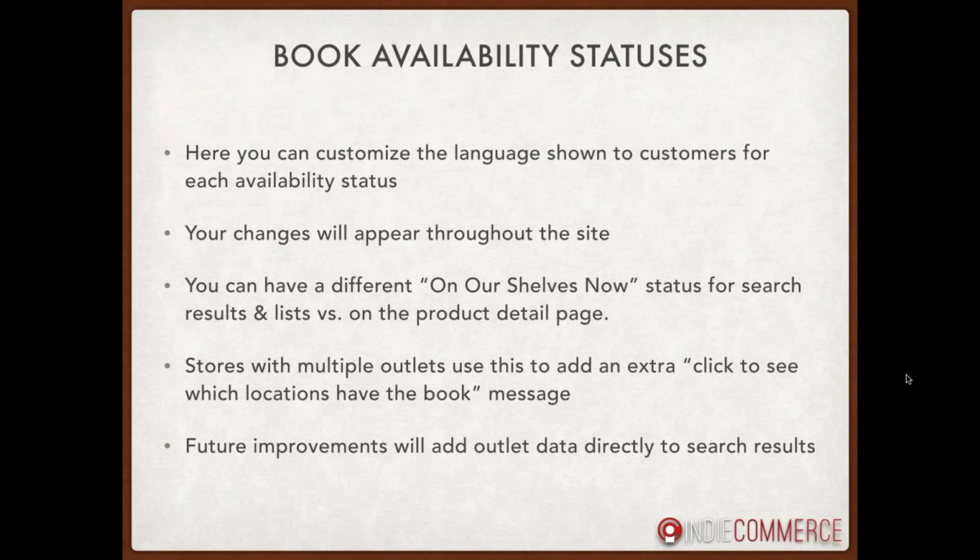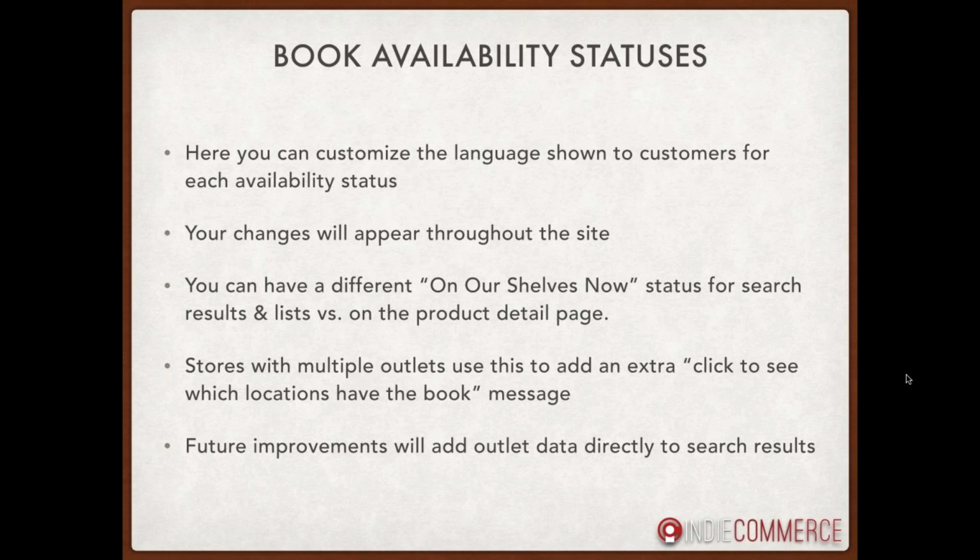So here's a quick look at what this page looks like when you click through to it. And the first thing you'll see is there's a large field set at the top called Book Availability Statuses. So this is a place in your site where you can customize the language that is shown to customers for each different availability status. So we just walked through all 9 of them. And if you would rather not say usually ships in 1 to 5 days, you'd rather call it something else, you can edit that here and your changes will appear everywhere on your site. So product pages, search results, book lists, everywhere.